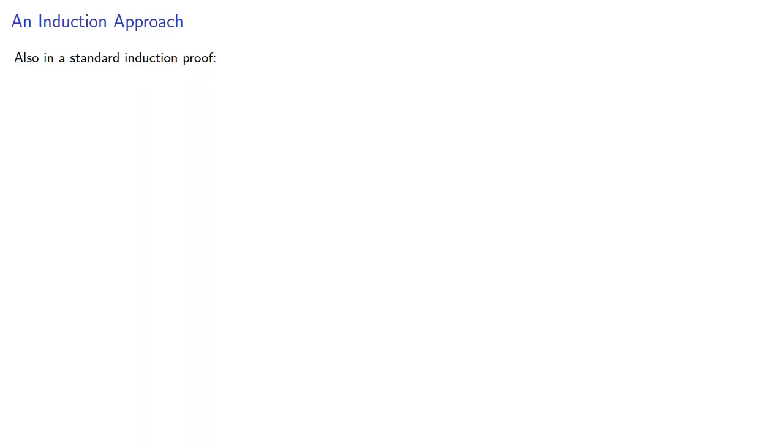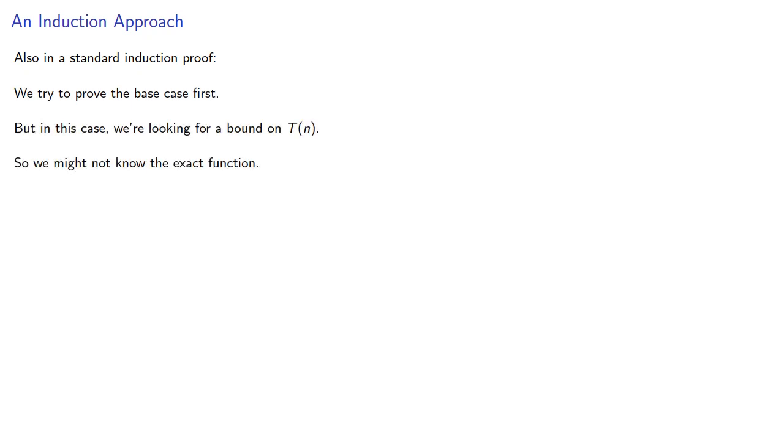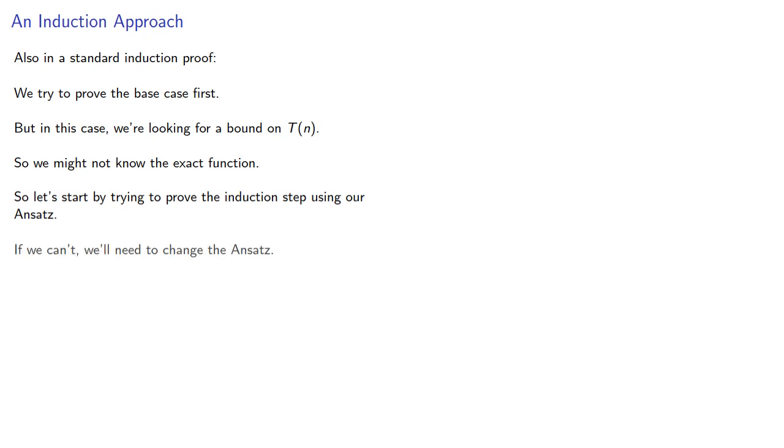Also in a standard induction proof, we try to prove the base case first. But in this case, we're looking for a bound on T(n), so we might not know the exact function, and so we can't actually prove the base case. So let's start by trying to prove the induction step using our ansatz. And the reason we do this is that if we can't, we'll need to change the ansatz.